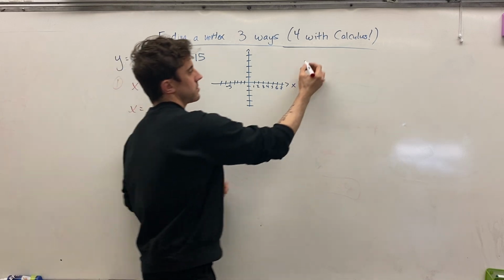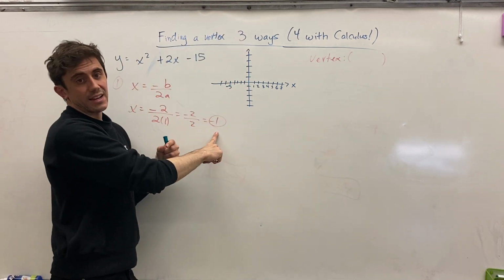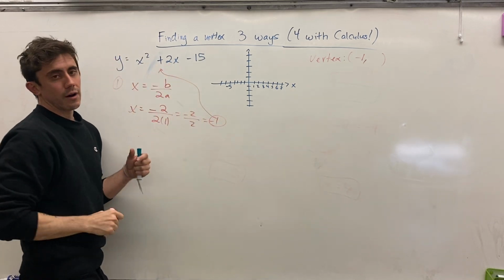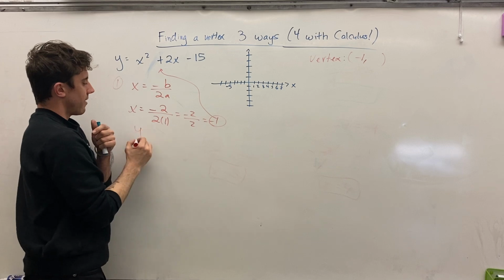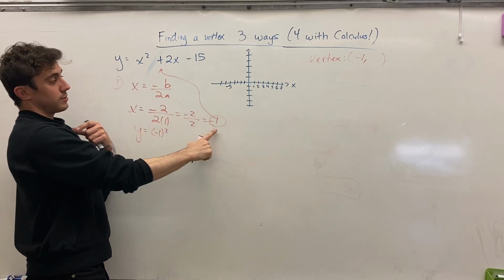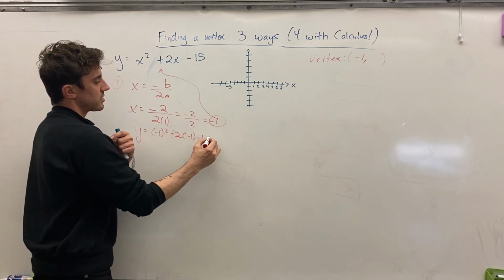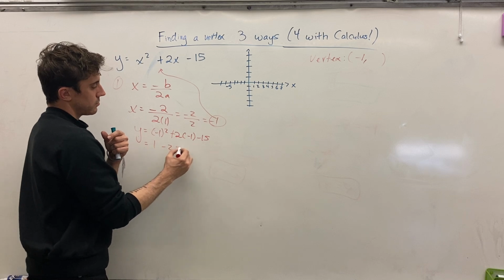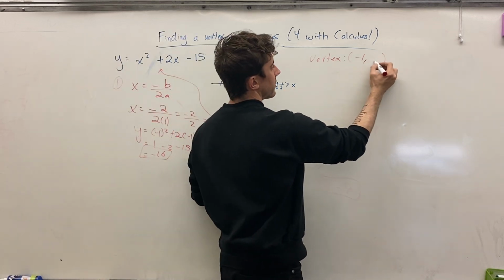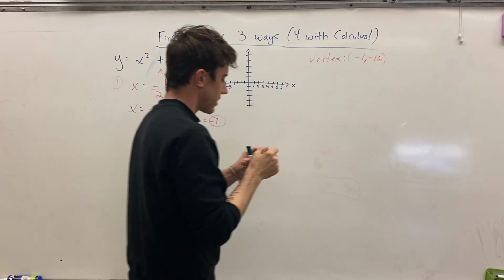And so our vertex is going to be at, we've already found that the x coordinate would be negative 1. And to find the y coordinate, we can simply plug that back in to our equation for y. And so we'll have y is equal to negative 1 squared, just substituting negative 1 in for x, because x is equal to negative 1. So we have negative 1 squared plus 2 times negative 1 minus 15, giving us 1 minus 2 minus 15, which is negative 16. And so here's one way to find our vertex. This is most likely the first way that you learned how to find the vertex, okay?